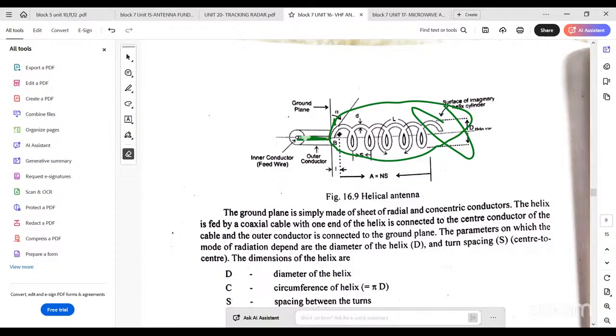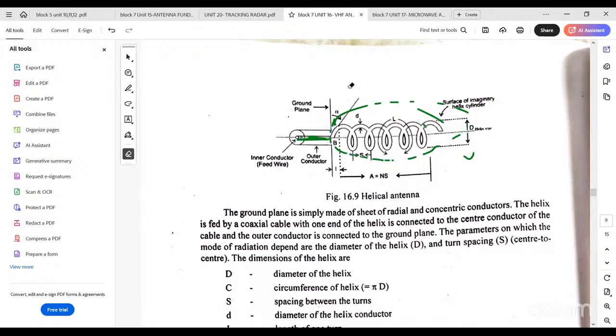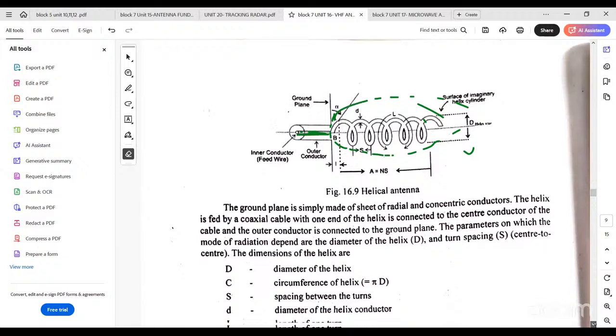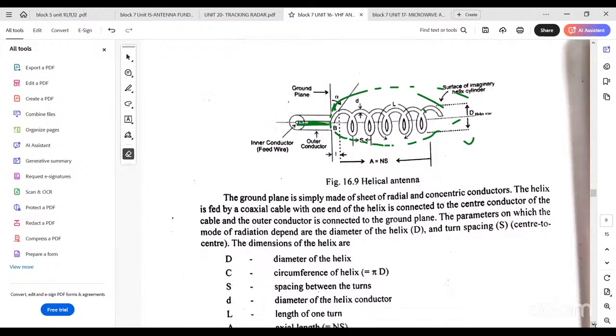In this, what is small d? What is capital D? What is S? What is L? What is alpha? What is C? We have a few parameters in this. Capital D is the diameter of the helix. Small d is the diameter of the helix conductor. We have spring outer diameter and inner diameter, and we are concentrating on both. Outer is capital D, inner is small d.